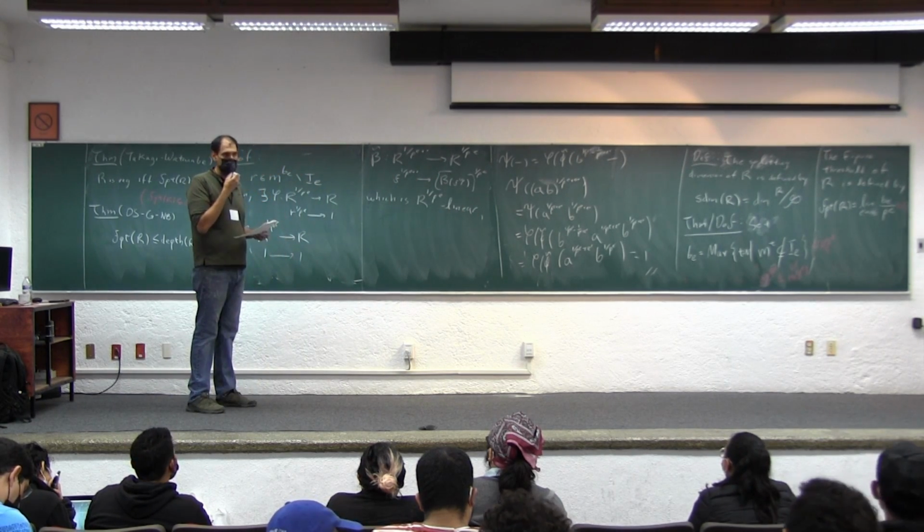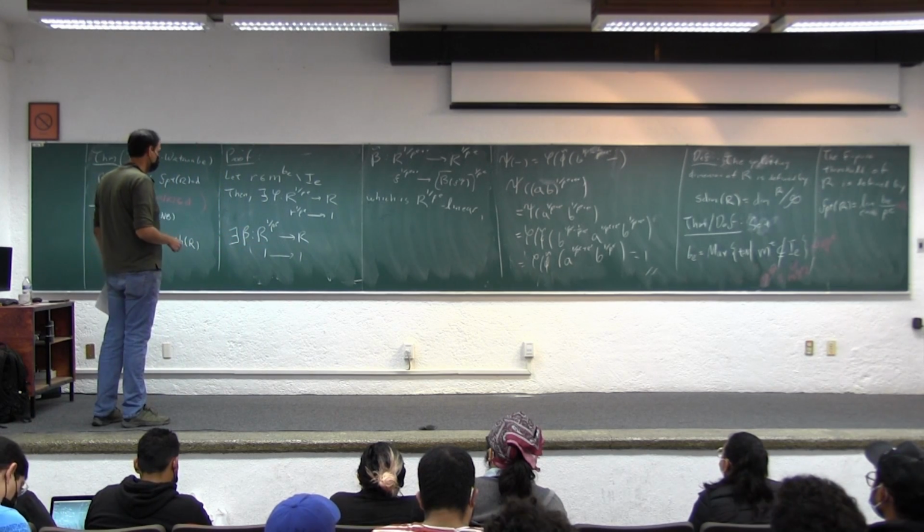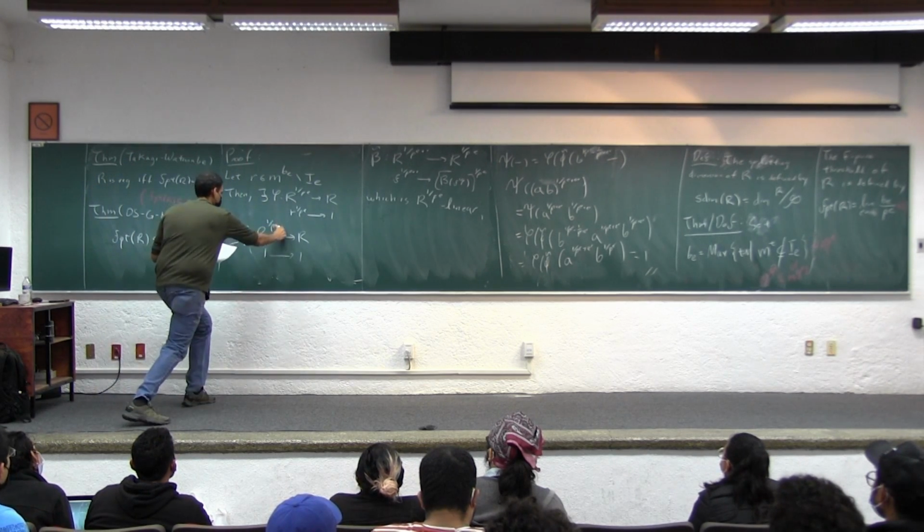Okay? For beta, is it just hard to 1 over P? Oh. Thank you, Jack.